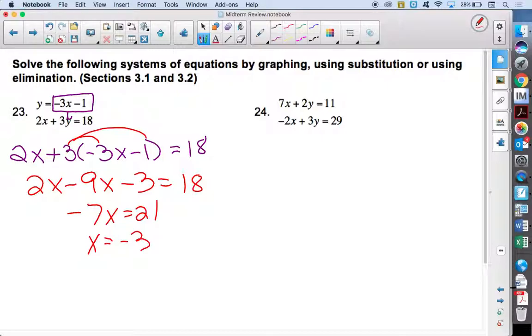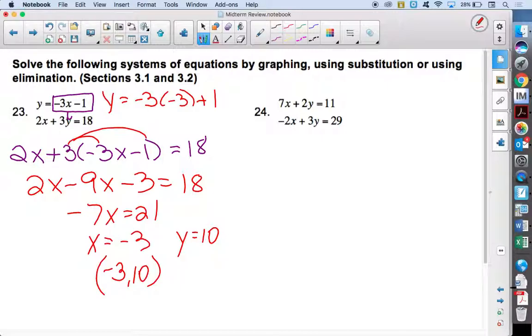Is that your final answer? No. Because if you're solving a system, where the two lines cross, that has to be an ordered pair. So it's not just an x, but it's an x and y. So if you know x is negative 3, go back and plug it in. So negative 3 times negative 3 plus 1 would give us the y value of 10. So the ordered pair where the two lines cross would be negative 3, 10.